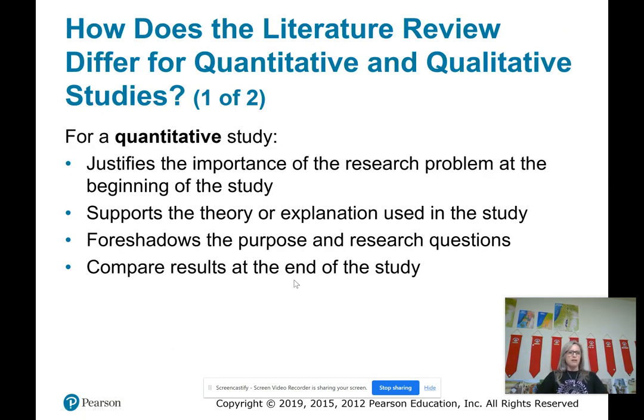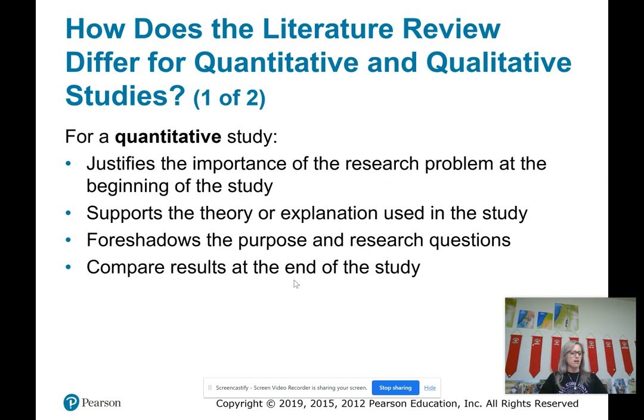Now, how does the literature review differ in both quantitative and qualitative studies? So, first, we're going to talk about quantitative studies. It discusses literature heavily at the beginning of the study, mainly for two reasons. First, it justifies the importance of the research problem. So, you've already established your research problem in your topic, and so now you're going to move into your literature review. And so, this is just going to justify the importance of your research problem. And then number two, it provides a rationale, and it'll also foreshadow the purpose of your study, the research questions, and a hypothesis that you're going to pose.